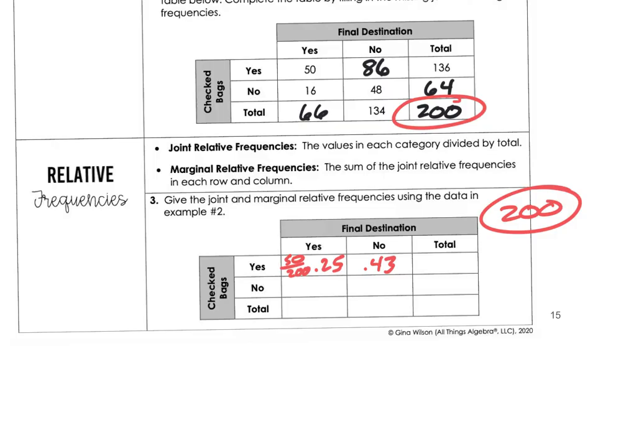Or I can also take 136 and divide it by 200. Either way, it should give me 0.68. So there's a couple of different ways that I can get there. It doesn't matter which way you go about it.